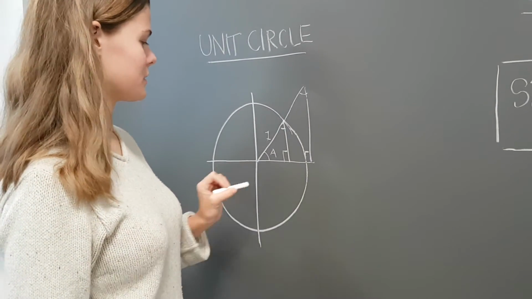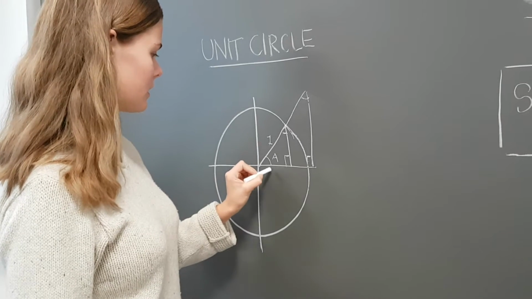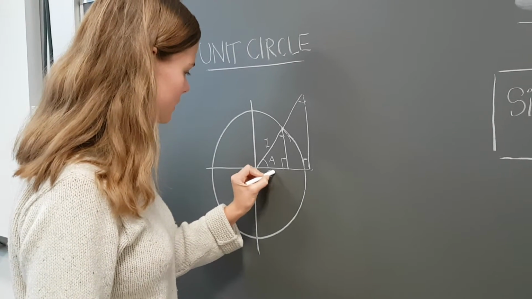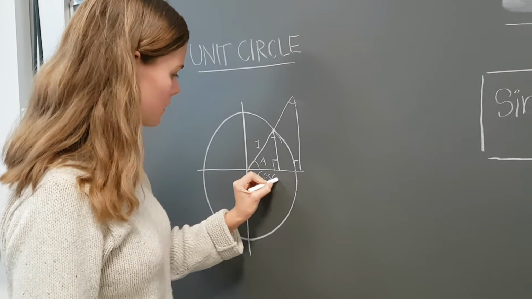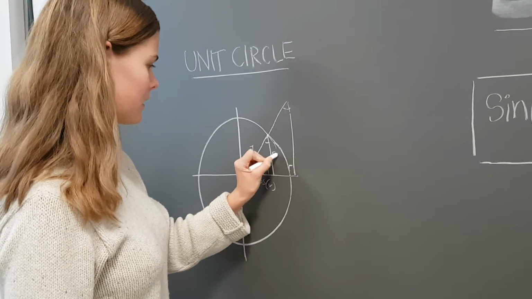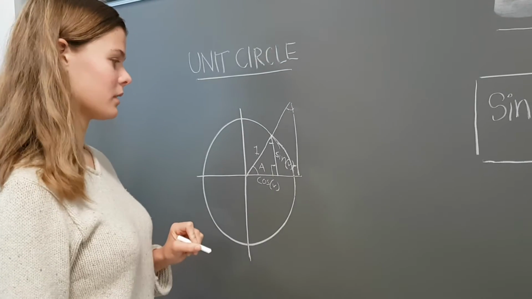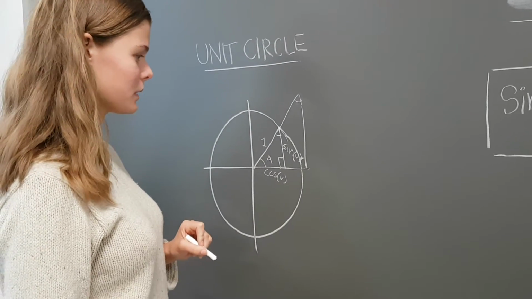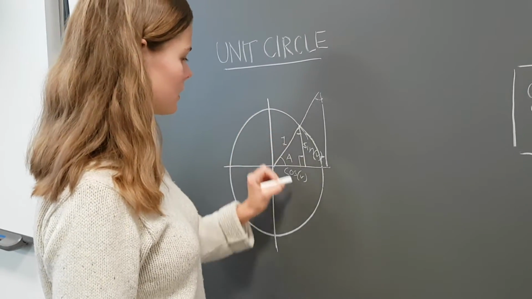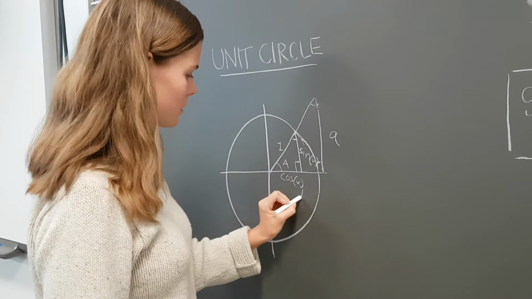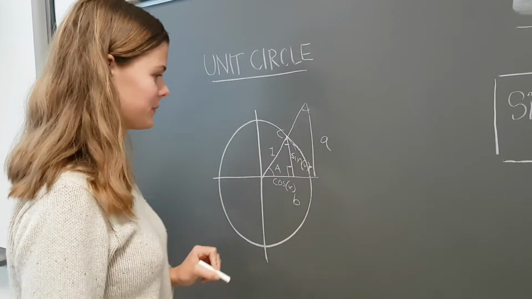The adjacent of the small triangle is cosine, and the opposite is sine. And the hypotenuse is 1. And for the big triangle, we call these sides A, B, and C.